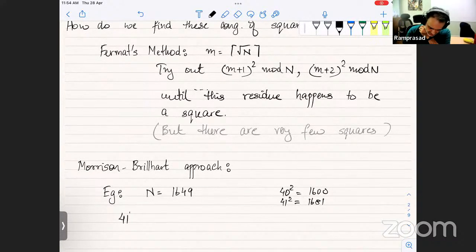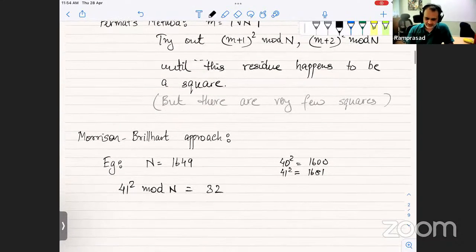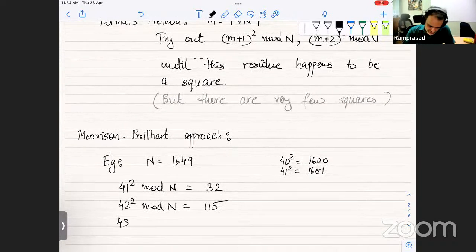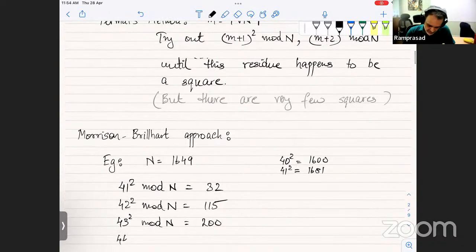So what is 41 squared mod n? I'm just going to write it down. This happens to be 32. Now if you look at 42 squared mod n, this happens to be apparently 150. If I do 43 squared mod n, this happens to be 200. And if I look at 44 squared mod n, this happens to be 287 or something.